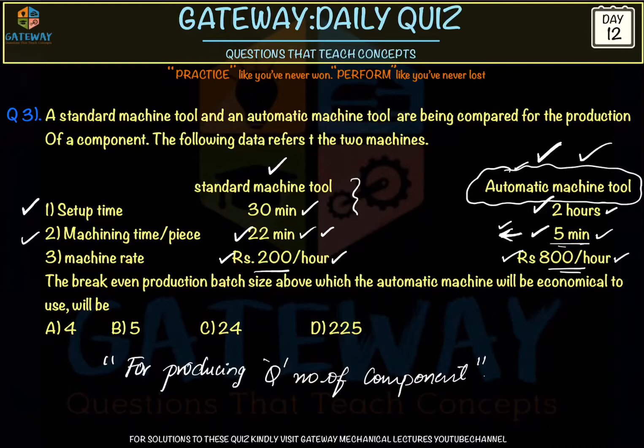Suppose for 10 components it takes 3000 rupees on both machines, then after 10 components the automatic one will be most economical, right? Because the time will be very less. But here it is not exactly 10 components. We'll make the calculation. We'll assume that at q number of components both total costs are equal, and after q components the automatic machine tool is more economical.